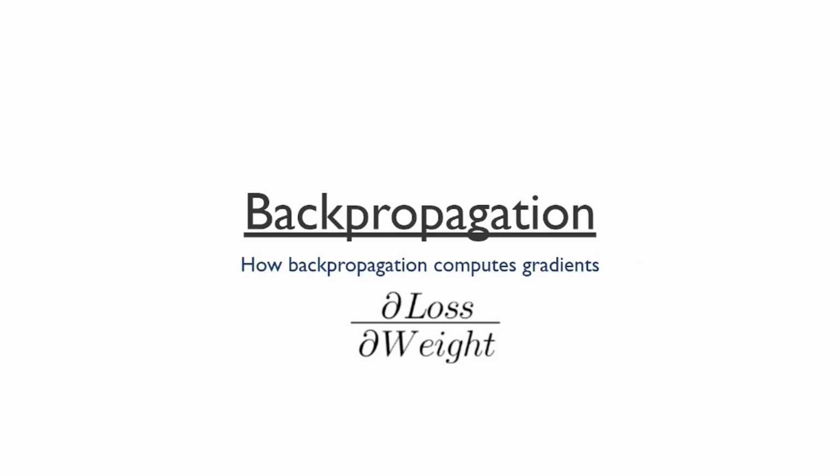Hey everyone, in this video we'll take a look at the math behind backpropagation. In our previous video we discussed the training of a neural network, and in that video we saw that backpropagation is the algorithm we use to compute the gradients of the loss function with respect to our weights and biases. This helps us know how much we need to adjust our learnable parameters in order to reduce the loss and improve the accuracy of our network.